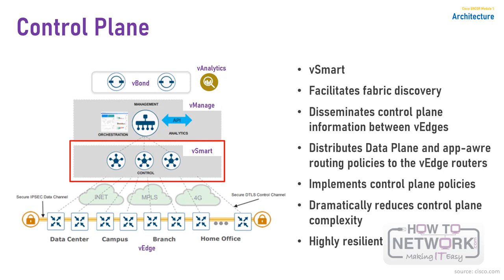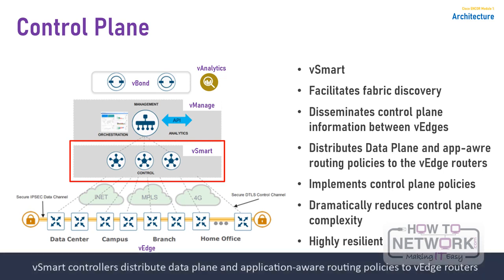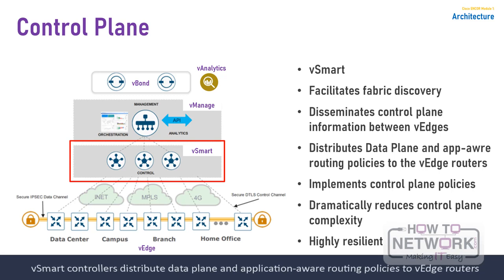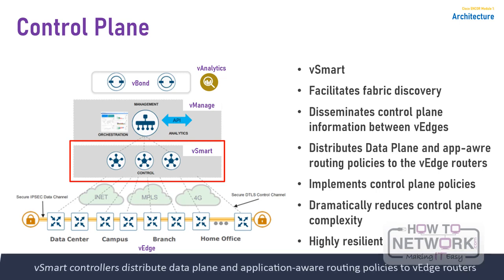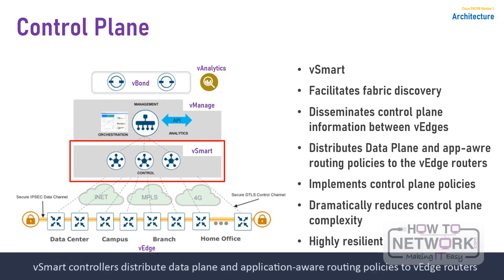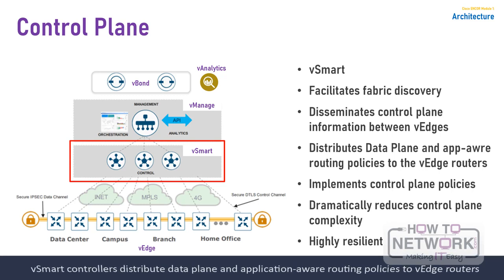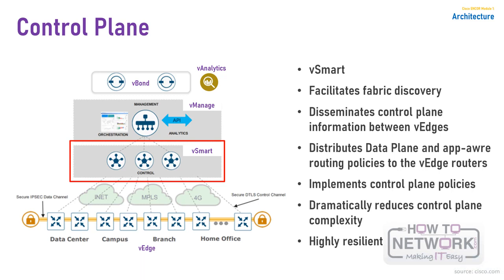vSmart controllers also distribute data plane and application-aware routing policies to the vEdge routers for enforcement. Control policies acting on the control plane information are locally enforced on the vSmart controllers. These control plane policies can implement service chaining and various types of topologies and generally can influence the flow of traffic across the fabric.